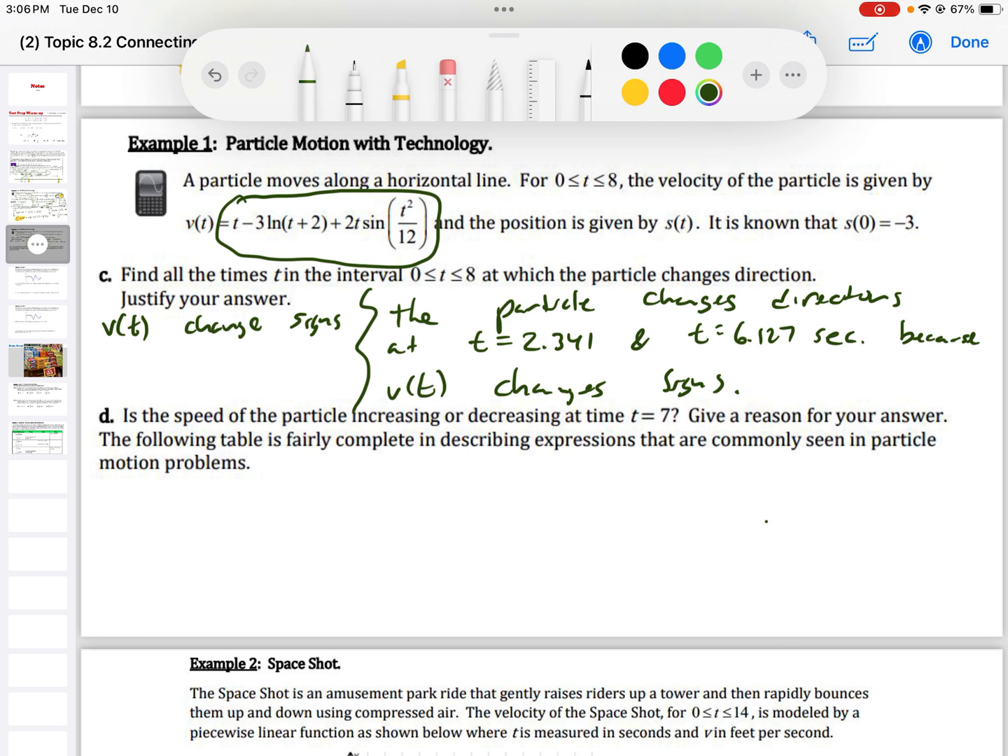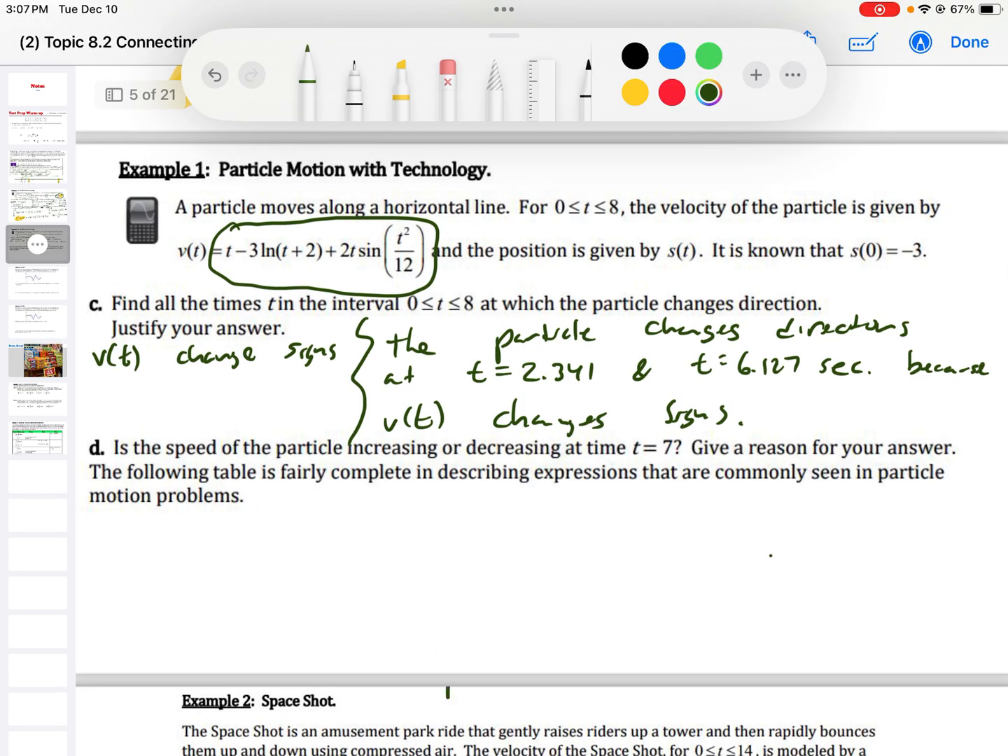All right, last one on this question. Is the speed of the particle increasing or decreasing at time t equals 7? Give a reason. The following table is fairly complete in describing expressions. Oh, that's supposed to be with the next page, I think. The following tables. Oh, okay, yeah, that's something else.